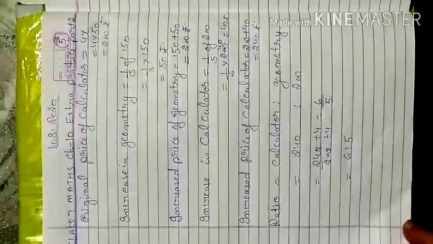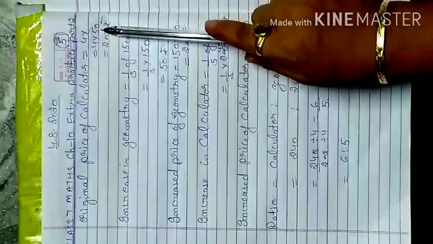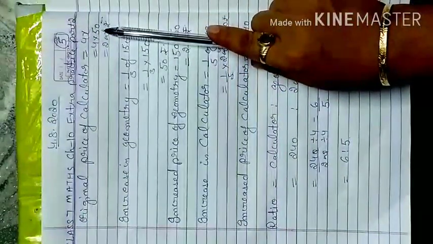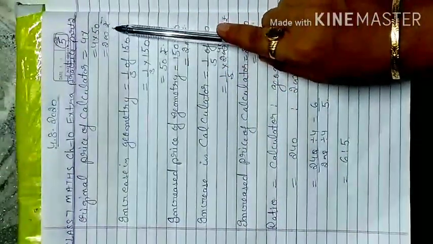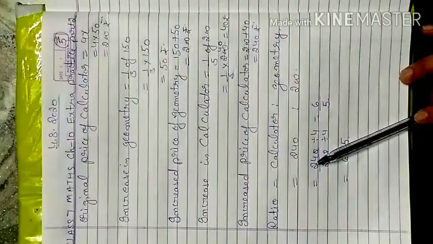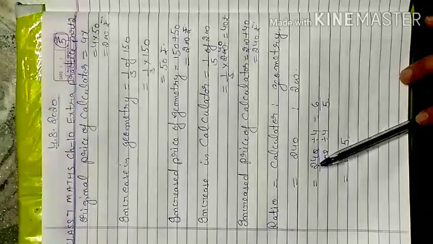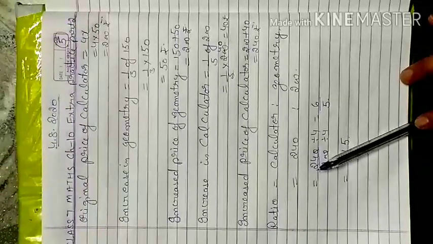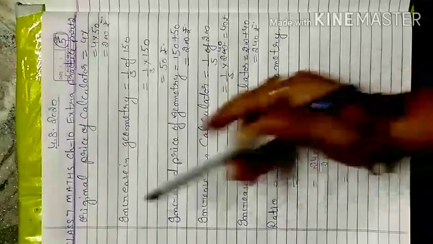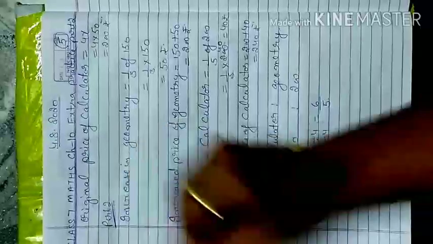Now next is the original price of the calculator. The original price of the calculator is 4x and we got the x value 50, so we replace the x value 50, 4 into 50 is equal to 200 rupees. Now that was the original price. The original price of the geometry box is 150 rupees and the original price of the calculator is 200 rupees. So that is your first part. Now your second part will start. So here this is part 2.